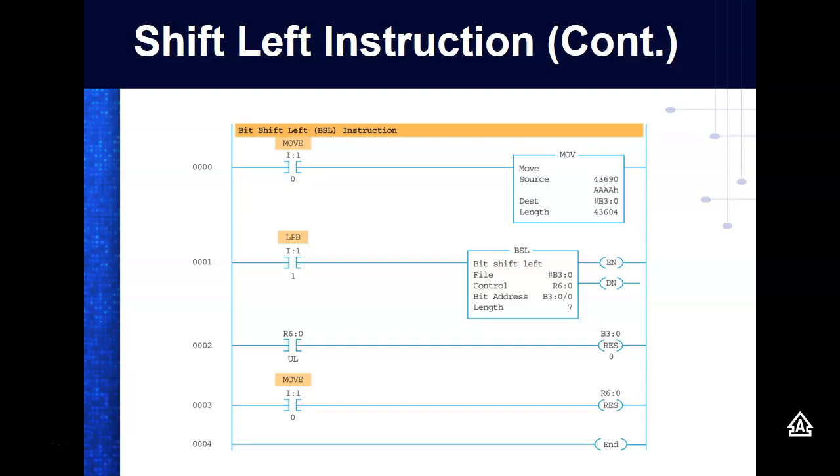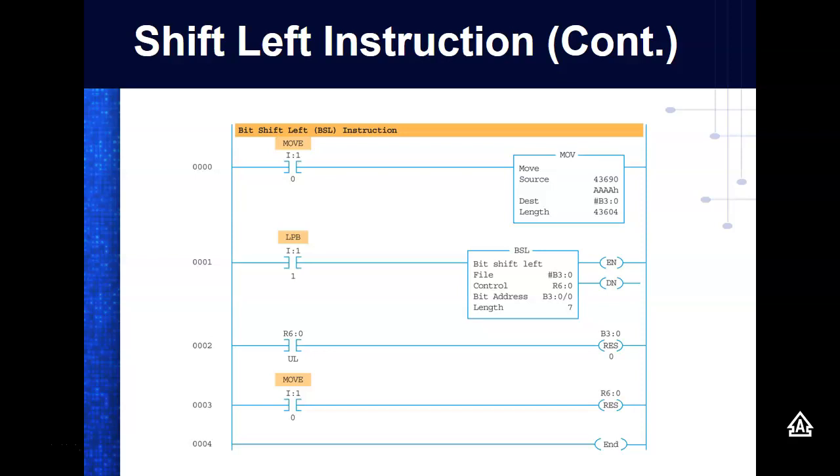Look in the center of the bit shift left. We start off with the file we're going to shift. Then we use the R6 data file. What's the R6 data file? What's it called? Have we talked about that one yet? This is the first time we've ever used that. This is called the control data file.